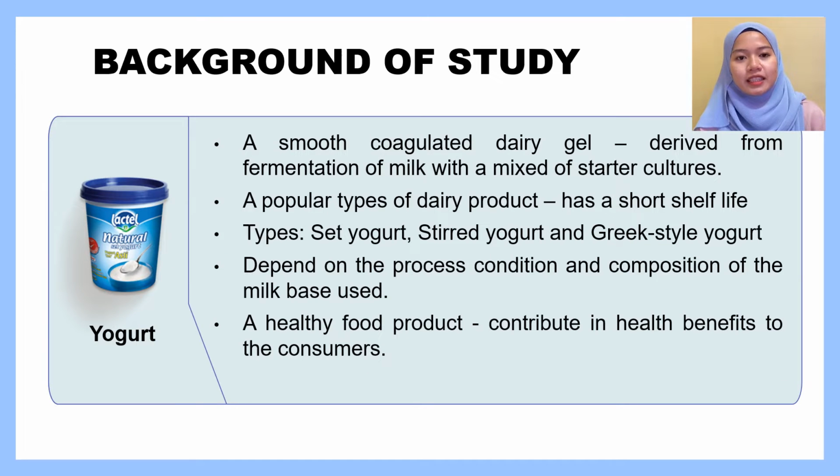Okay, the next is yogurt. Yogurt is a smooth coagulated dairy gel that is derived from the fermentation of milk with a mix of starter culture. It is a popular type of dairy product that has a short shelf life compared to other dairy products. There are several types of yogurt that include set yogurt, sterile yogurt, and Greek style yogurt. The difference of each yogurt depends on the process, condition, and the composition of the milk base used during manufacture. Yogurt is considered a healthy food product because it can contribute health benefits to the consumer.